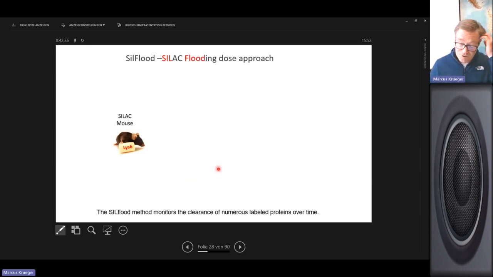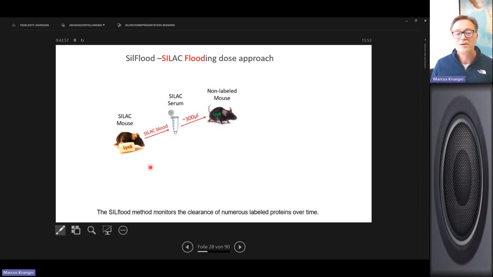Okay, so coming now to the last part, what I want to show you is the so-called SILAC flooding dose approach. I mean, this is another option of what you could do in terms of turnover. So in the first part, we simply fed the animals for a certain time period, and then you might harvest and collect the tissues or the blood. However, what we thought is, we have our completely labeled SILAC mouse, and what we then did is we isolated the blood. So we isolated SILAC 0 in that case.